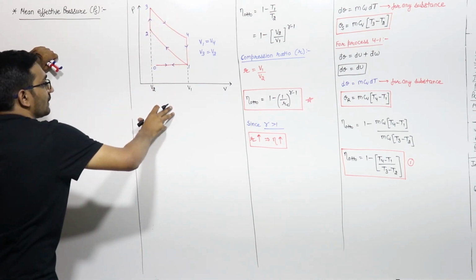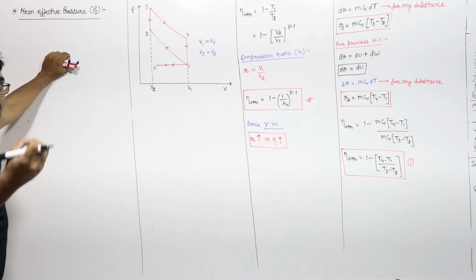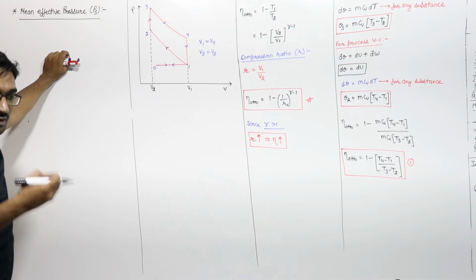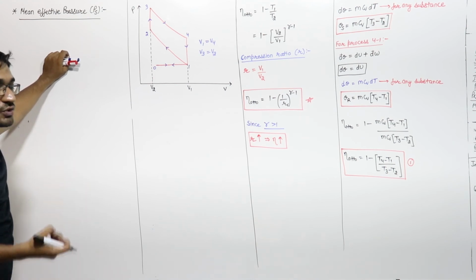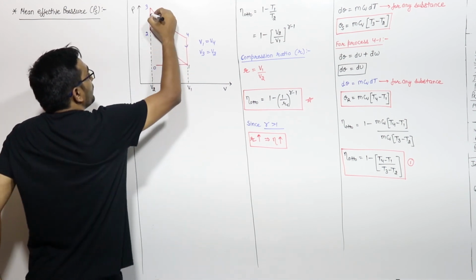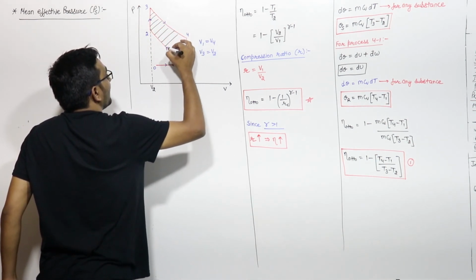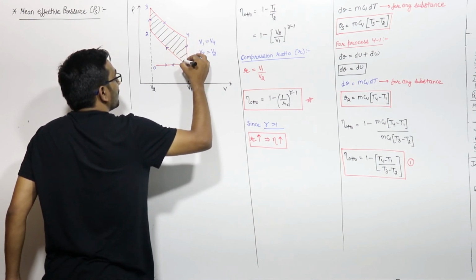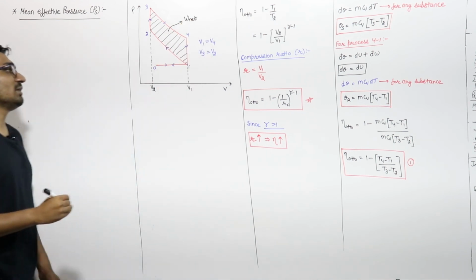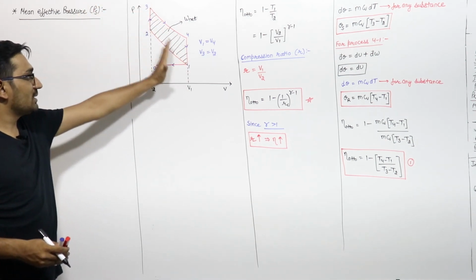So if you see that, you know what the net work done produced by a cycle is: it is the area enclosed by the curve on the PV diagram. Work produced by a closed cycle is the area bounded by the curve. So between this V1 and V2, this highlighted area, bounded by this cycle, is giving me the net work done. And during this, the pressure is continuously changing.